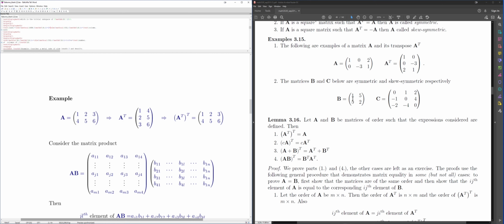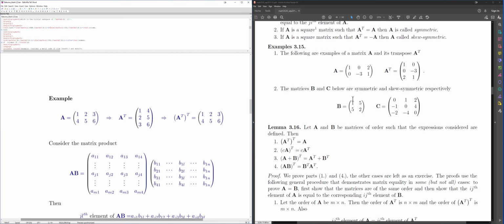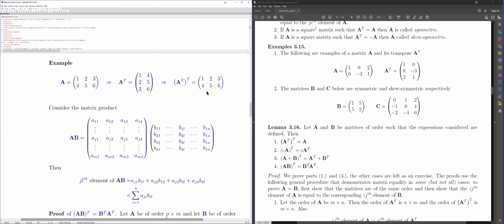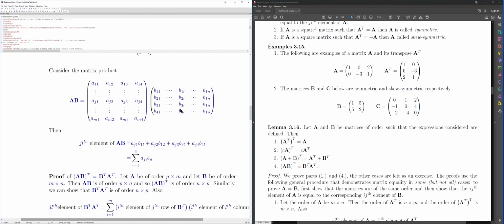And the second thing to check in matrix equality is that corresponding elements are going to be the same.